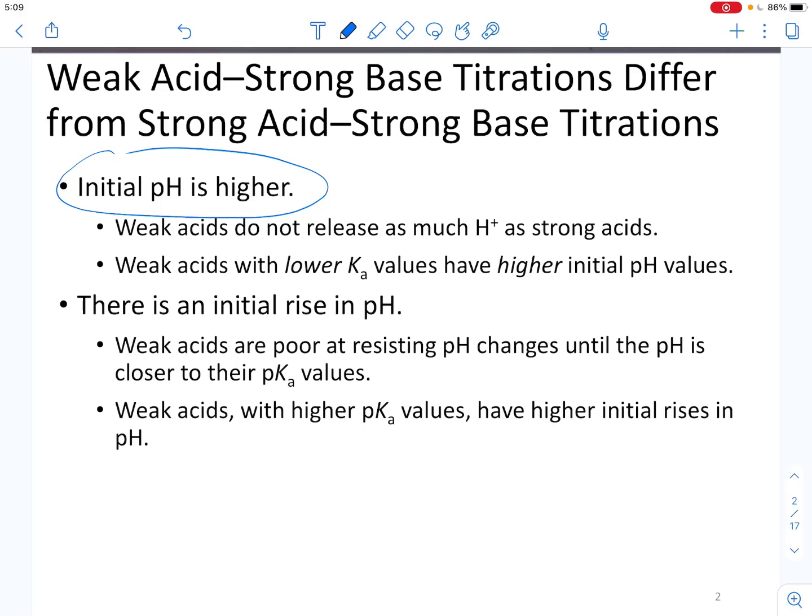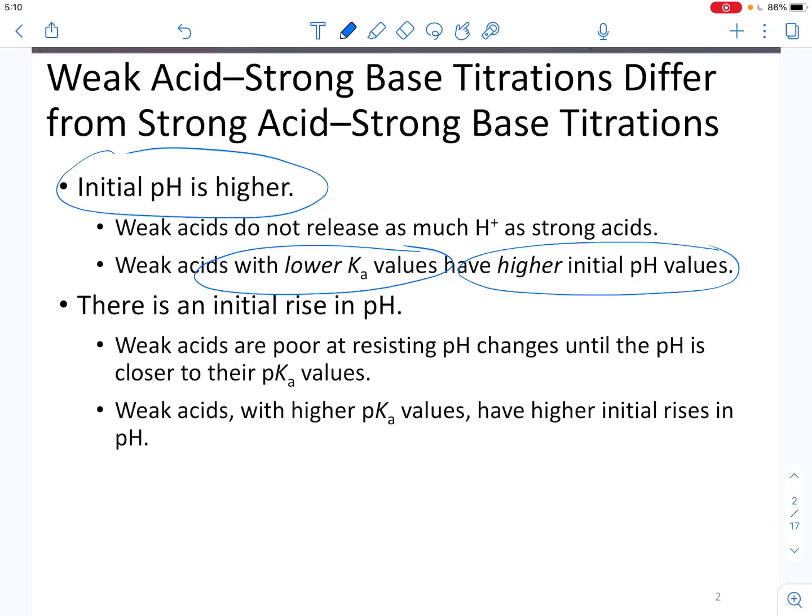Okay. Another thing to consider is that the weaker the acid, which means the lower the Ka, you have even fewer protons released to the solution, and therefore you will have a higher initial pH. That means as the acid becomes weaker and weaker, then the starting pH in a titration will be higher and higher.